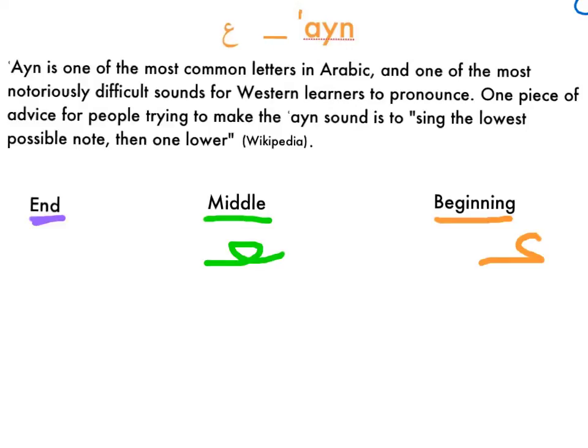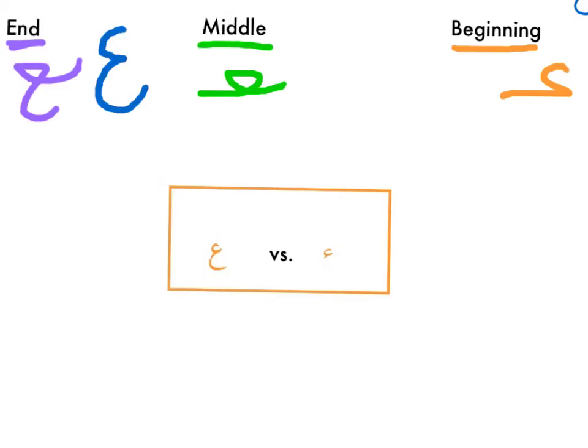At the end, in its connected form, we write it like this. And it connects to the previous letter with this line. At the end, in independent form, we write it like this. Notice that the circle in the bottom is bigger than the circle on the top. Now let's look at the letter ayn versus hamza.